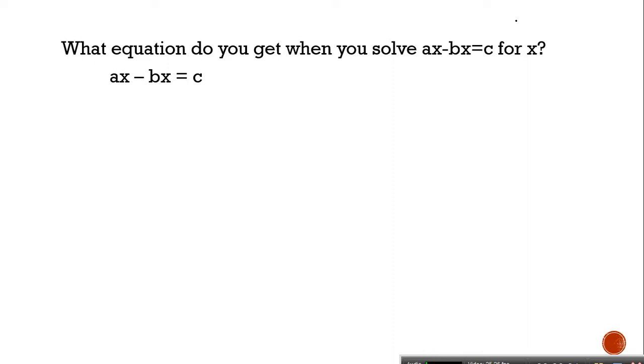Now, definitely make sure this one gets down in your notes, because this one for a fact is one of the harder kinds of problems that we're going to see today. So they want to see, what equation do you get when you solve ax minus bx equals c for x? So they want x alone. So I noticed something. I have 2 x's, which is kind of weird. I can't get x alone, because if I add that, then I'm going to have this, and it's just going to be a whole big mess.